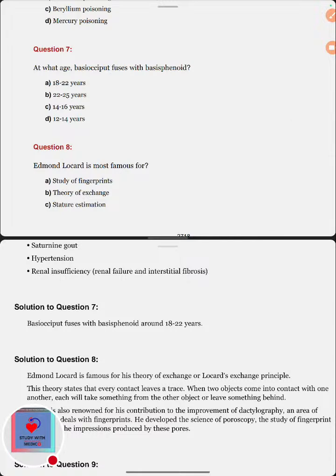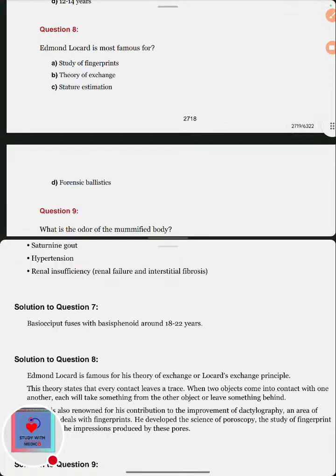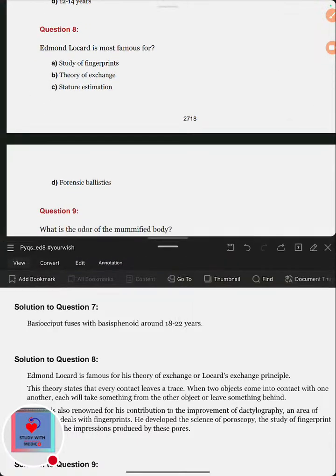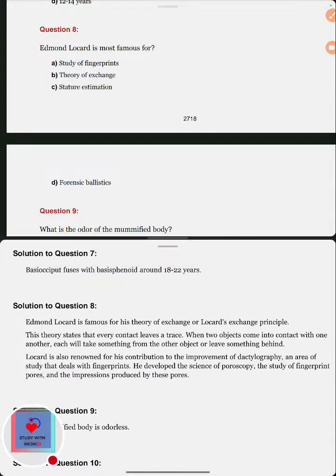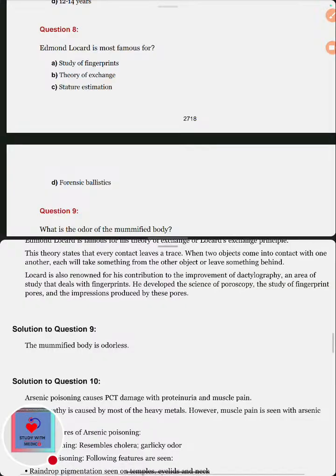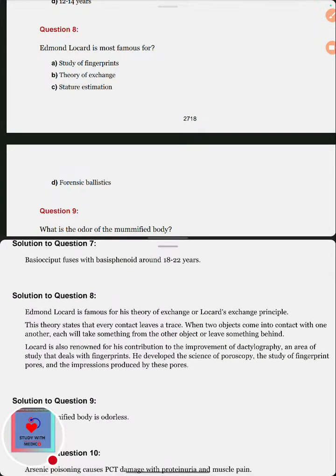Edmond Locard is most famous for the exchange principle, Locard's exchange principle.